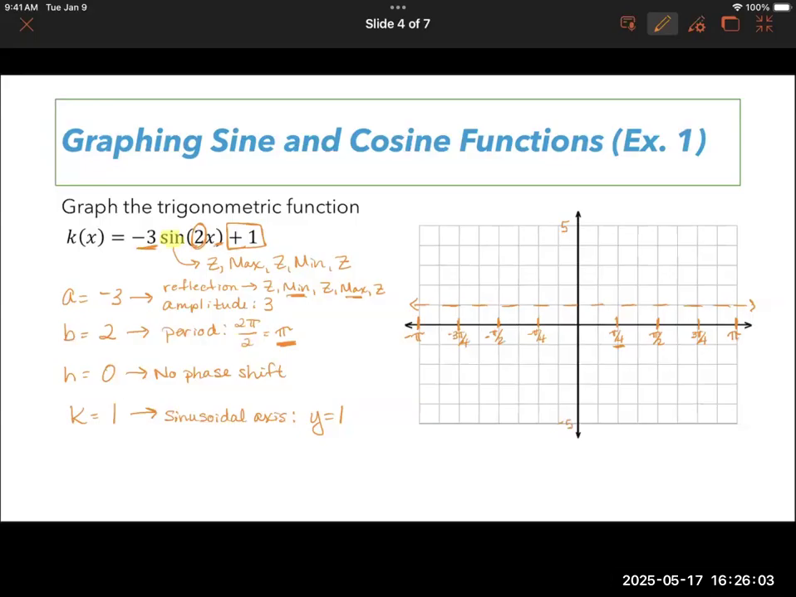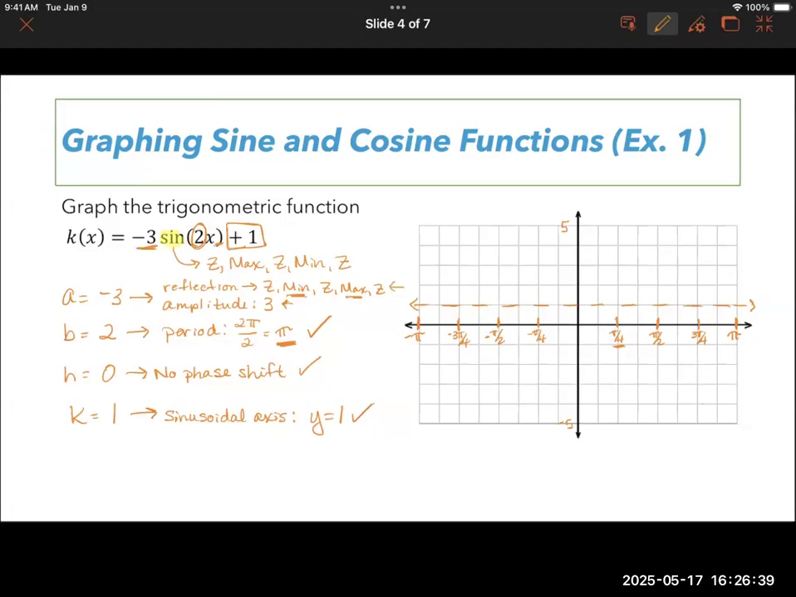Now the tick marks are important because that's where the pattern happens. So you want to make sure that you have those tick marks labeled well so that you can follow the pattern when it comes time to actually start graphing. All right, so we have taken care of our period. We don't have a phase shift. We've drawn in our sinusoidal axis. So now we're looking at an amplitude of 3 and following our reflected pattern.